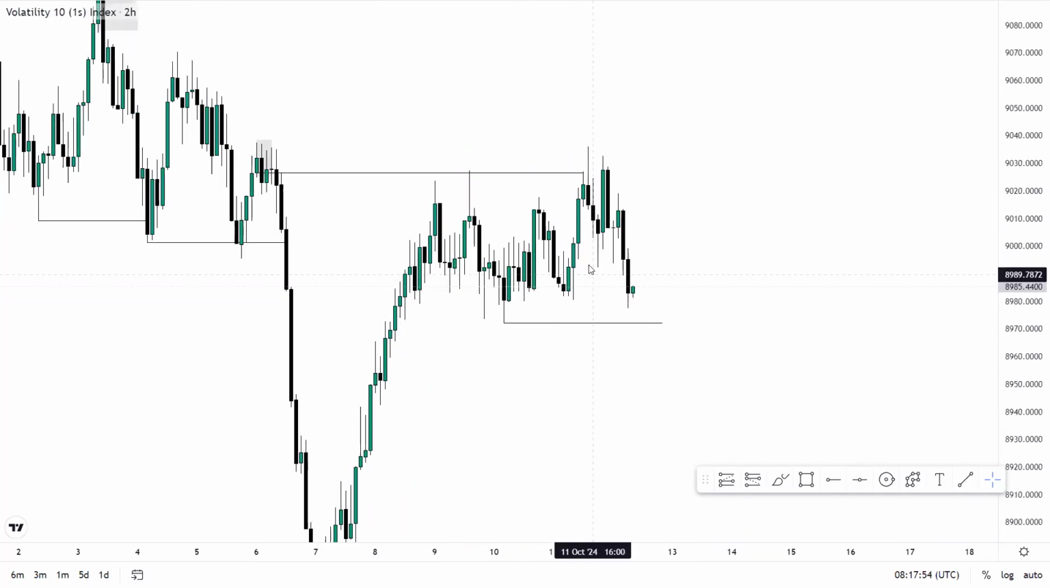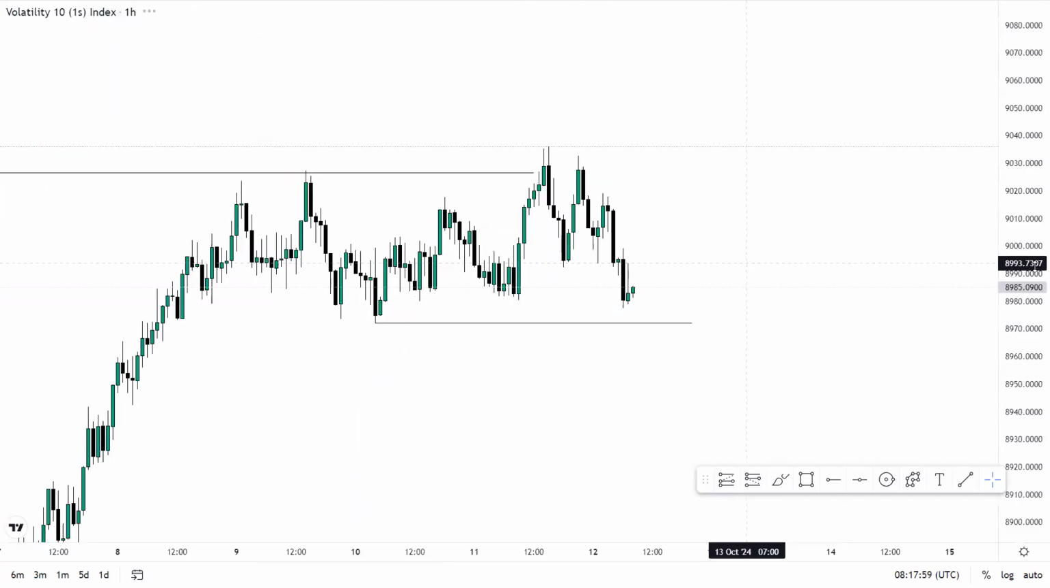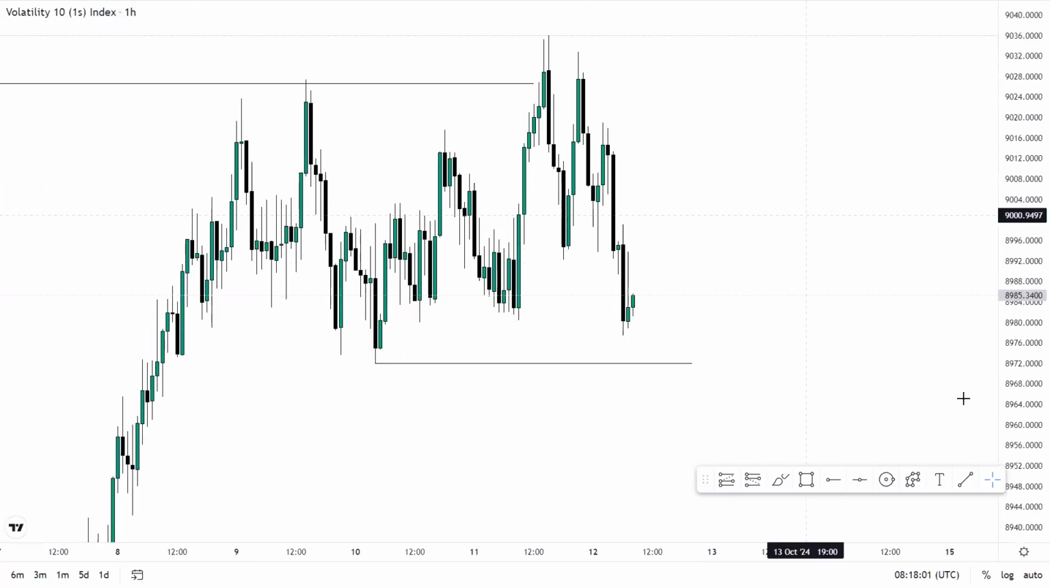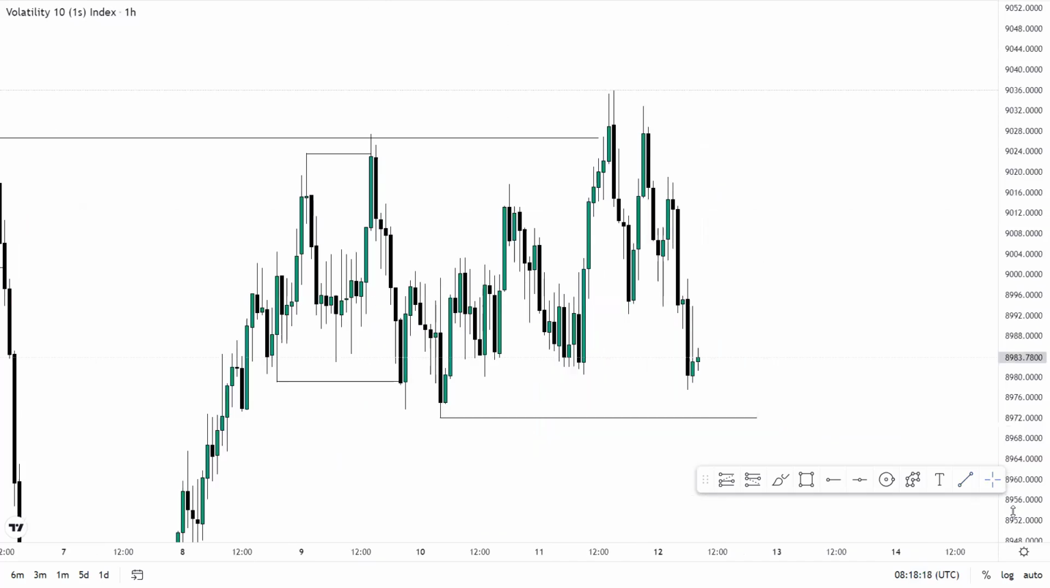Now, why did I mark this low out? If you check your 1 hour time frame or 30 minutes time frame, you're going to see what we had here. We had a high being swept. The market swept this high, came back and swept this particular low. After sweeping that low, we had a break to the upside.